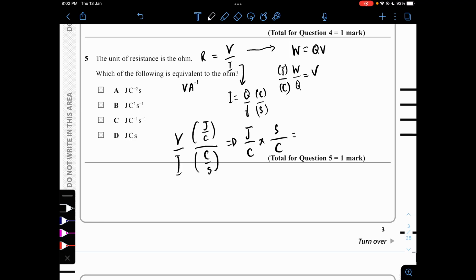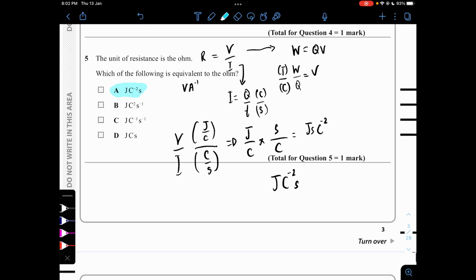So this would be equivalent to what? We have J s, so it'd be J s C to the power minus 2. Now I rearrange it because they want C after the J. So that'll be J, C to the power minus 2, and then s. So what's that equivalent to? That is indeed A.